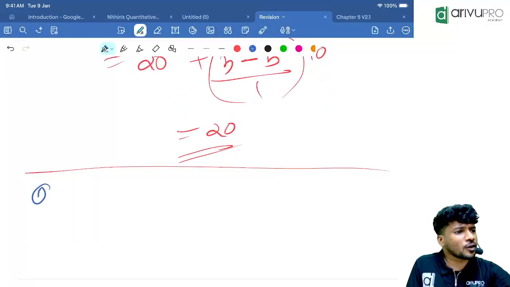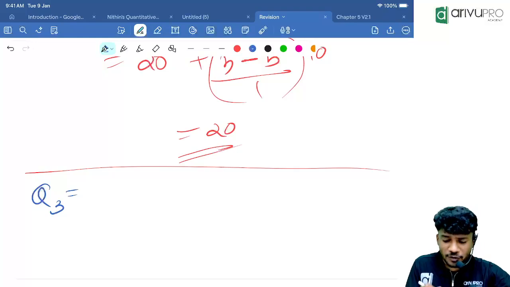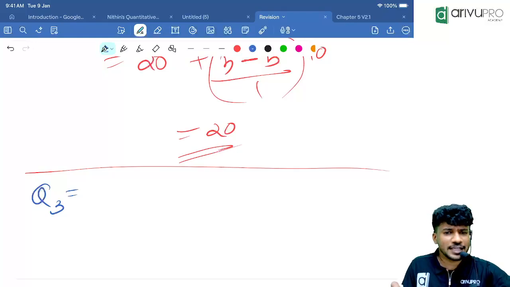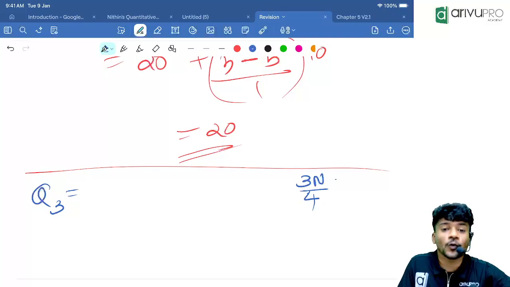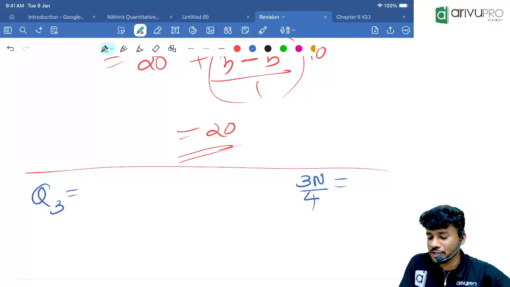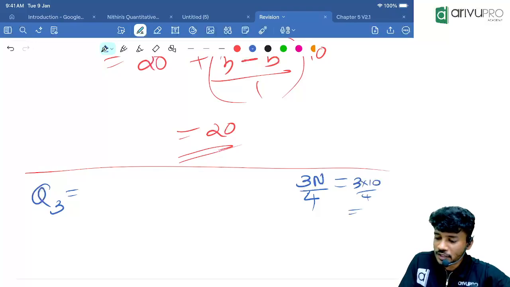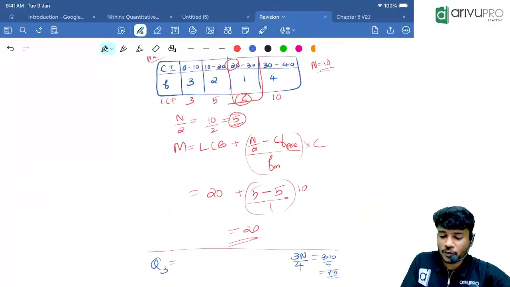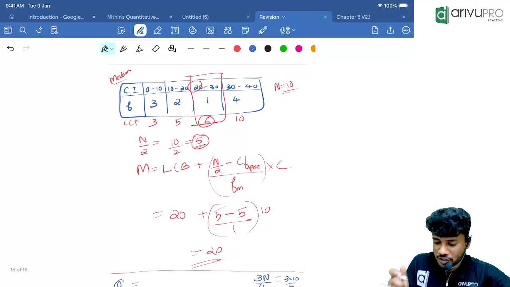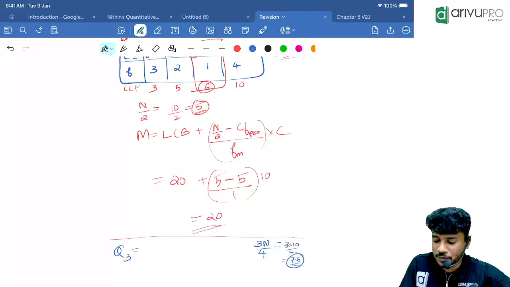Quartile. What quartile? Quartile 3 we will find. What is the formula for finding quartile 3? Same formula. Before that we will find 3n by 4, because it is quartile 3. How much are you getting? 3 into 10 by 4, which is 30 by 4, is 7.5.